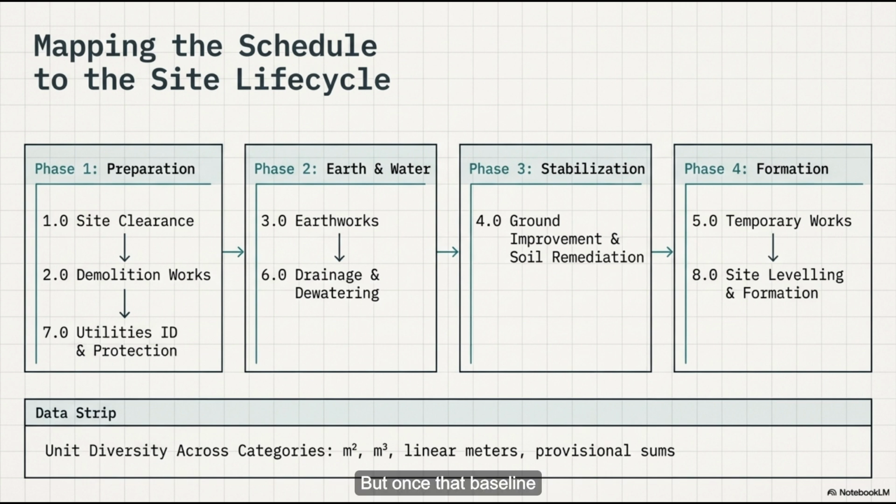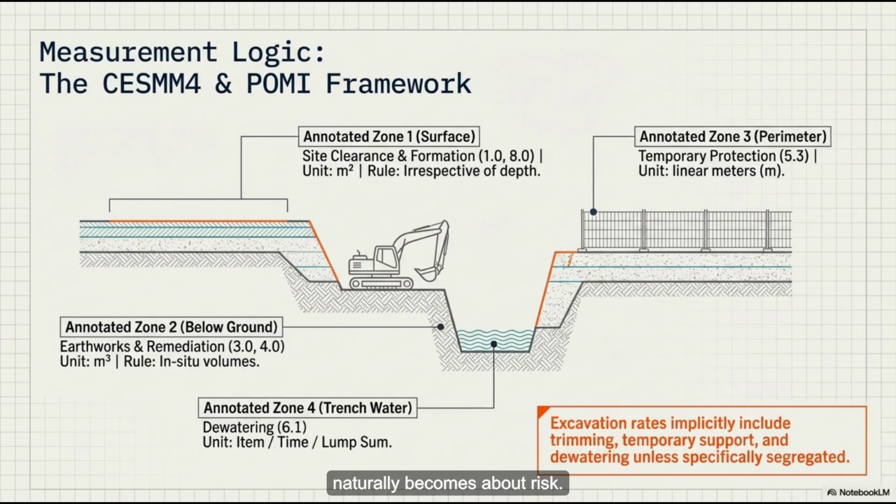Which makes total sense. But once that baseline structure is established, the immediate question naturally becomes about risk. Risk is the big one. And reading the pricing basis portion of this contract was genuinely eye-opening for me. It's intense, isn't it? It's wild. I mean, we know mega projects always involve a heavy transfer of risk from the client to the contractor. That's just industry standard. Sure. But the absolutist language used in this specific document really takes it to another level.